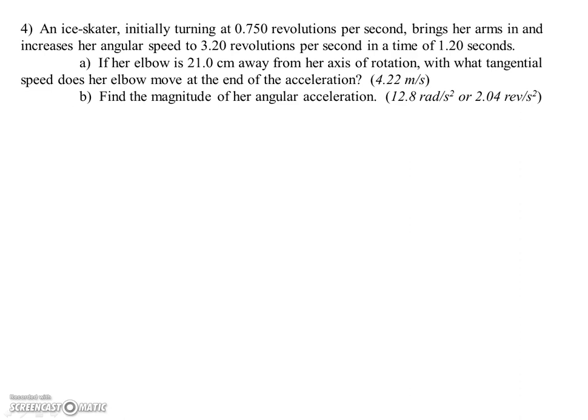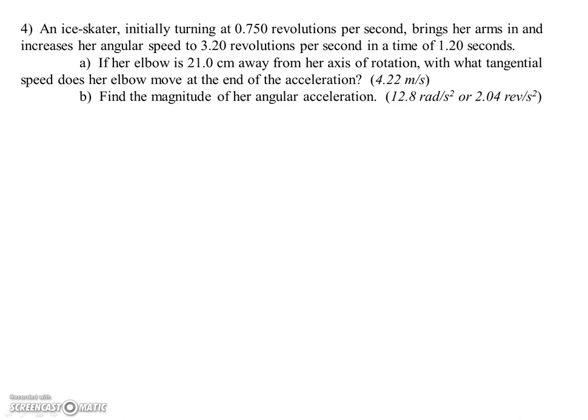Again, we have a problem that is broken into separate stages. So you really want to try to visualize what's happening in each stage. We have our initial motion, and then we have a change in motion, an angular acceleration. Letter A only asks about our tangential speed at the end of the acceleration. So we want to make sure we're using the right value here. That's going to be the 3.2 revolutions per second.